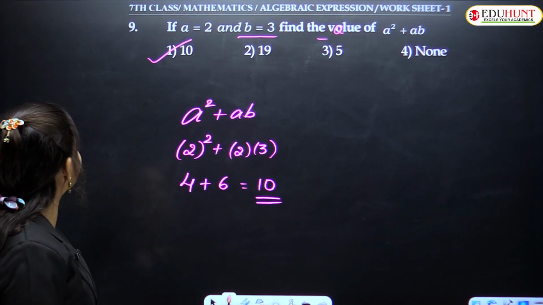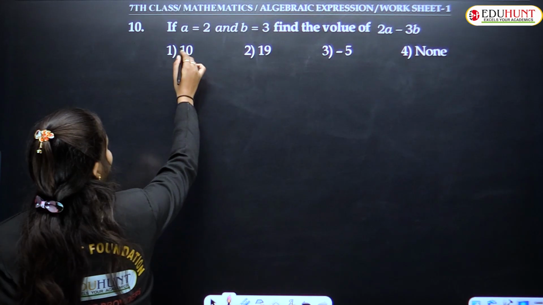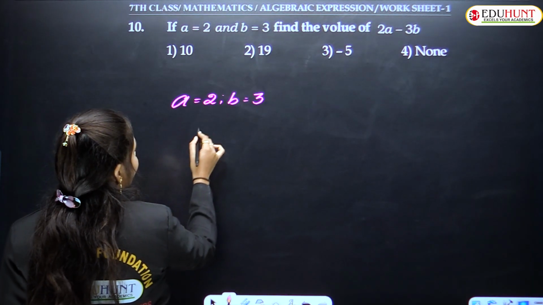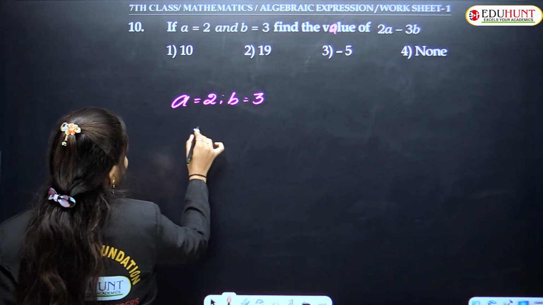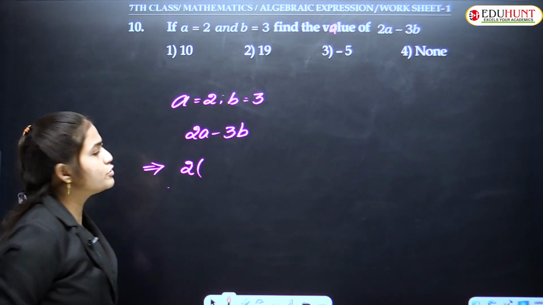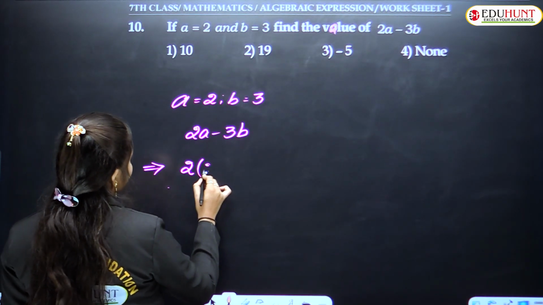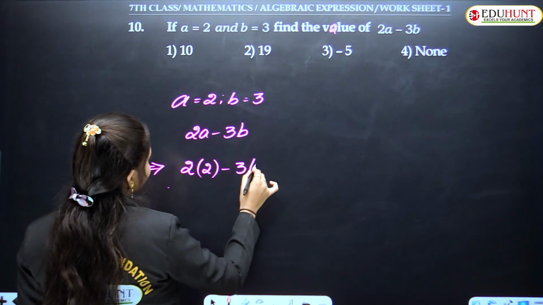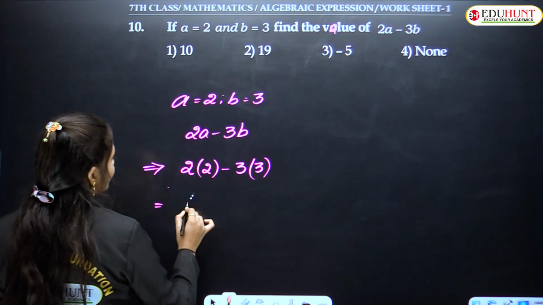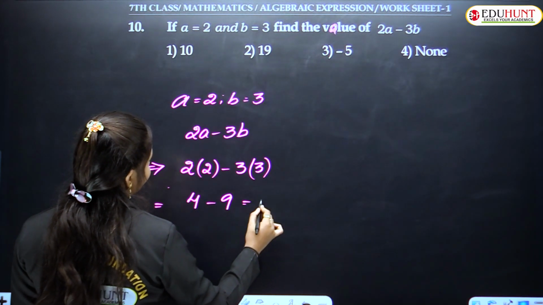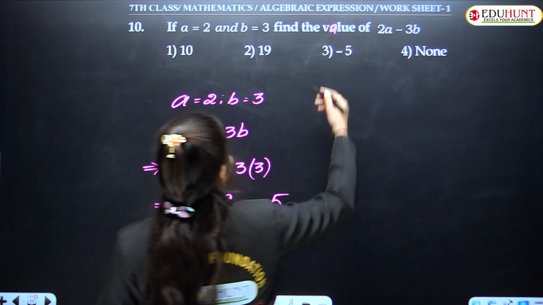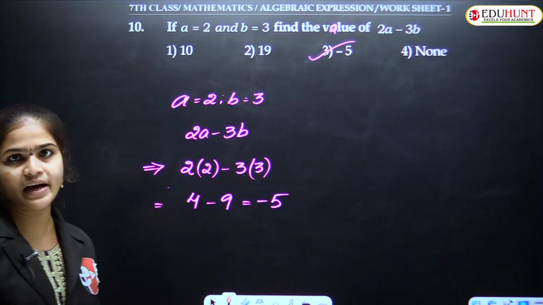Okay. Yes. Next. This is also like the previous one. If a is equal to 2 and b is equal to 3, find the value of 2a minus 3b. We just have to substitute the values of a and b here. See here, a is equal to 2, minus 3 into b, which is equal to 3. Which is equal to 2 twos are 4 minus 3 threes are 9, which is equal to minus 5. 4 minus 9 is minus 5. So which option is correct here? Option 3, minus 5, is correct.